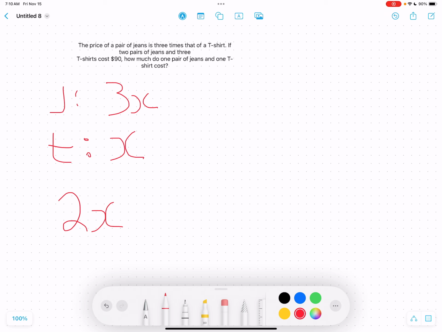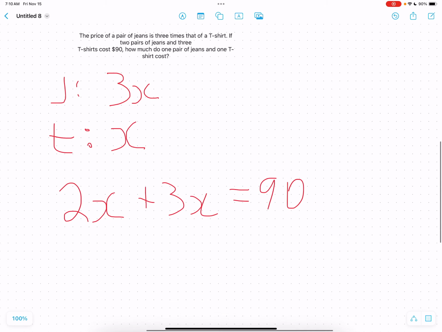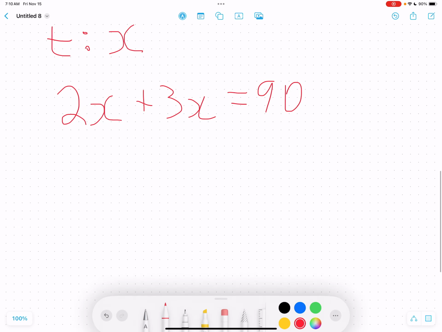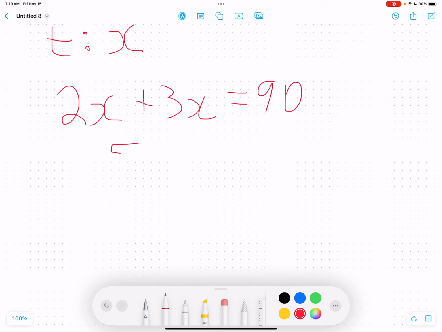And again, I read it again. If 2 pairs of jeans, that's 2X. If 2 pairs of jeans and 3 t-shirts cost $90. How much do 1 pair of jeans and 1 t-shirt cost? Okay, now we have built the equation. Let's continue. 2X plus 3X is 5X, which is equal to 90.